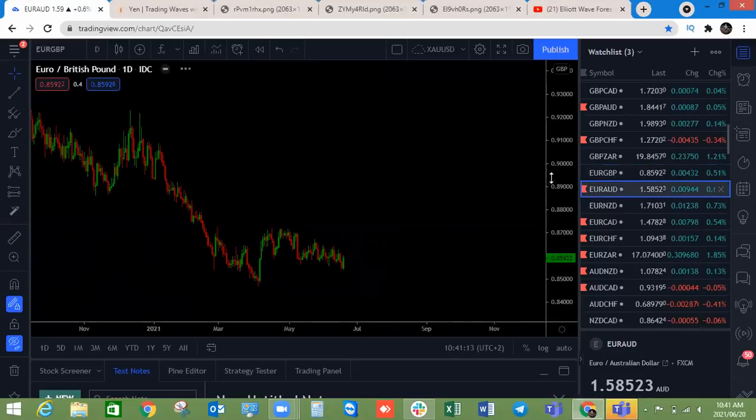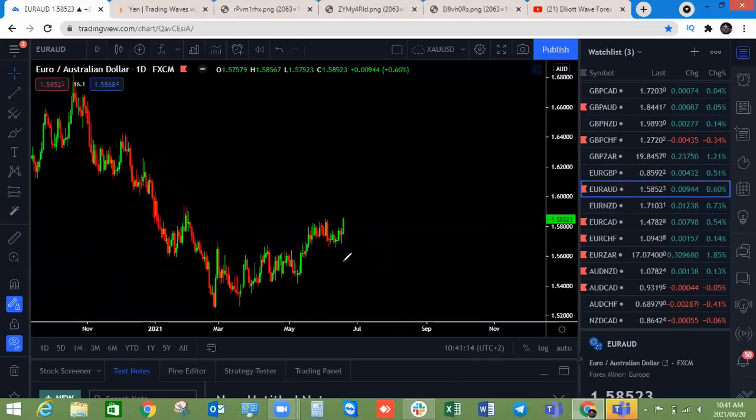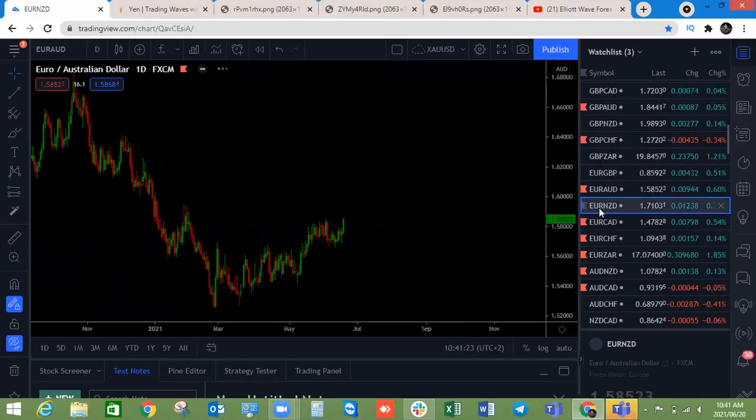EURAUD, just like Pound AUD, continues to push to the upside. Any 4-hour or 1-hour corrective structures, we look for upside. The indicator is still showing us more upside, no divergence.